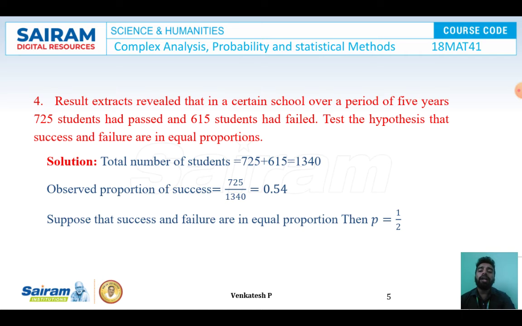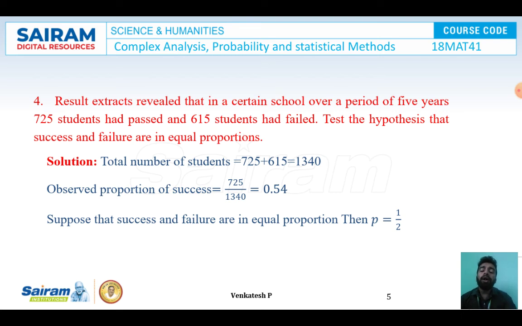The first thing is that we have to calculate the value of N. To calculate the value of N, I am going to add the pass count and fail count to get the total strength of the school. So the total number of students will be equal to the number of pass students plus the number of fail students. That is 725 plus 615. It will be equal to 1340. Now I am going to calculate the observed proportion of success. It is given by 725 successes divided by the total strength, that is 1340. So we got 0.54 as the value here.